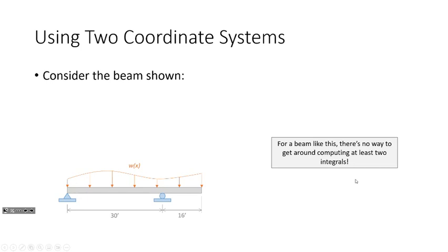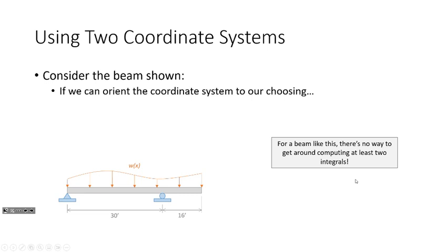Let's consider this beam, okay? And let's say it's got some load on it. I don't care what the loads look like. It doesn't matter, okay? Now, I want to be clear. There is no way around computing 2 integrals. I don't care what the loads are on the structure. Because it's an overhanging beam, this part and this part are going to be defined by 2 separate moment functions. There's no way around it. So you're going to have to do 2 integrals. Just have to accept that.